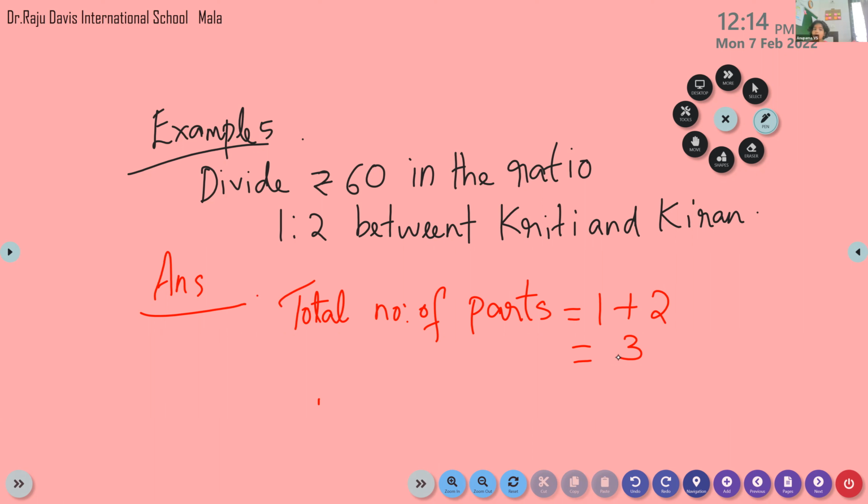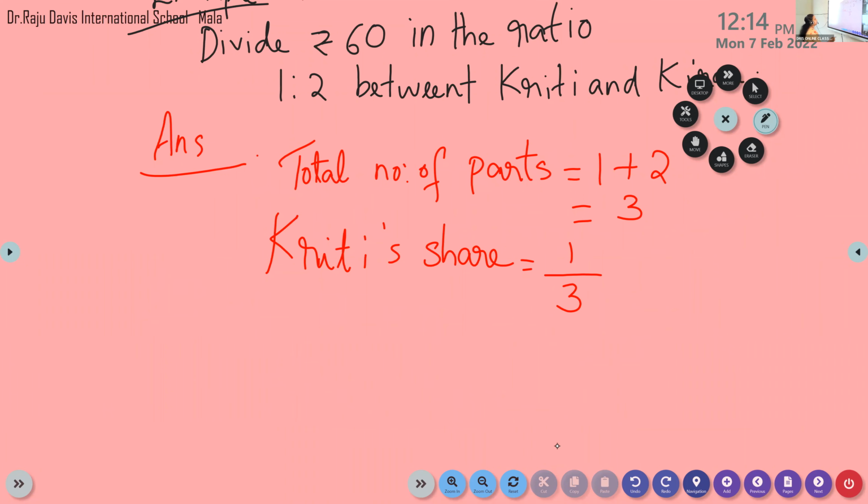Okay, ma'am. To find Kriti's share, we should divide. Kriti's share. How much amount is Kriti getting? She's getting only 1 part out of 3. So we will write 1 by 3 of which number? Children, tell me. 1 by 3 of 60. The total amount is 60, and the total parts we have to make is 3 parts. See, she's getting only 1 part out of 3.